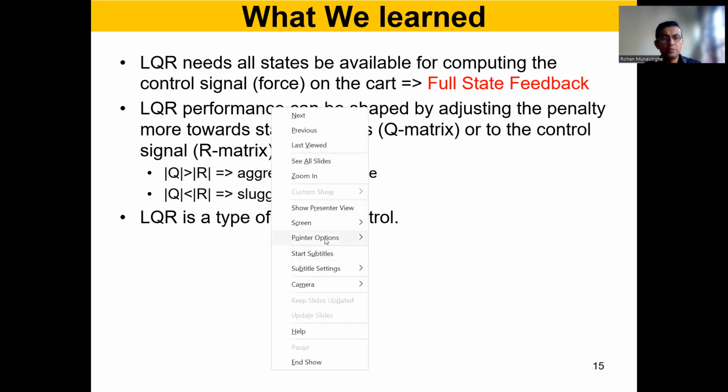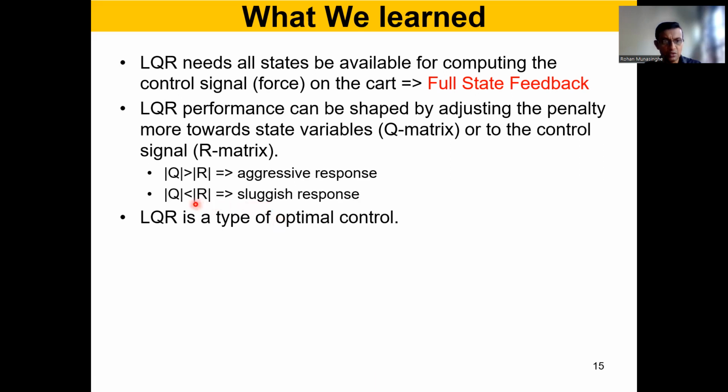The second case is basically a sluggish response. Very sluggish. It takes time and all, but you maintain the control signal very small, not making it big. So there are two ends to the story: aggressive response or sluggish response. Whatever you want to do, once you set the matrices Q and R, it will do that.